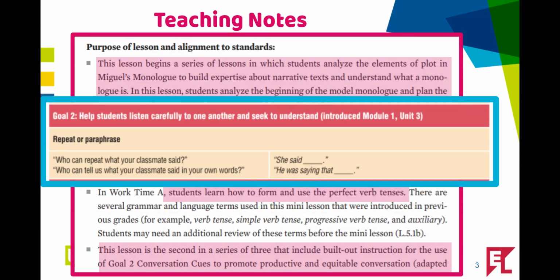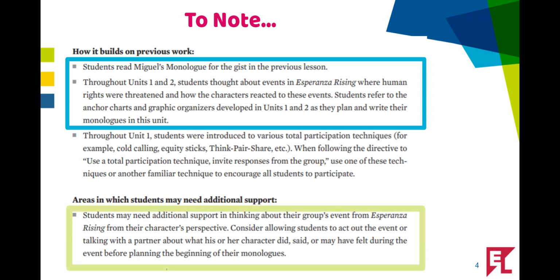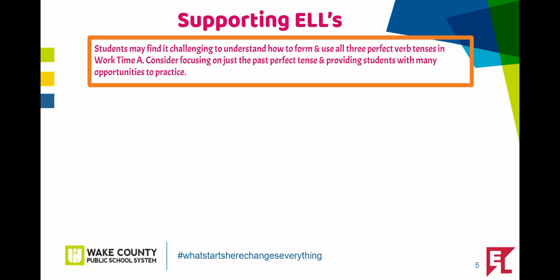Goal 2 of the conversation cues helps students listen carefully to one another and seek to understand. In Units 1 and 2, students thought about events in Esperanza Rising where human rights were threatened and how characters reacted. Ensure that students refer to the anchor charts and graphic organizers developed in Units 1 and 2 as they plan and write their monologues. Students may need additional support in thinking about their group's event from their character's perspective. Consider allowing students to act out the event or talking with a partner about what his or her character did, said, or may have felt during the event before planning the beginning of their monologues.